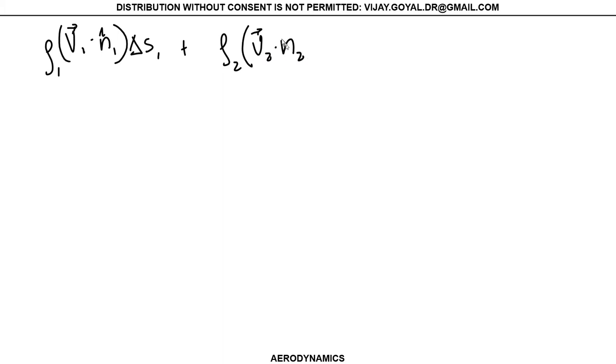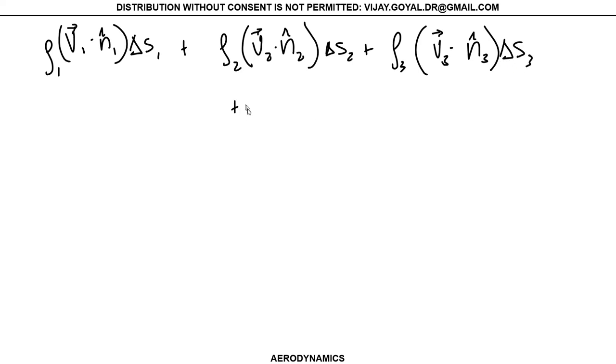If I expand it, I find this is rho 1, V1 dot N1 delta S1 plus rho 2 V2 dot N2 delta S2 plus rho 3 V3 dot N3 delta S3 plus rho 4 V4 dot N4 delta S4 is equal to 0.